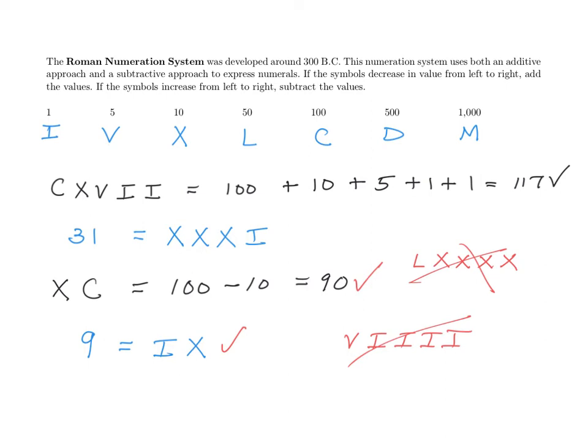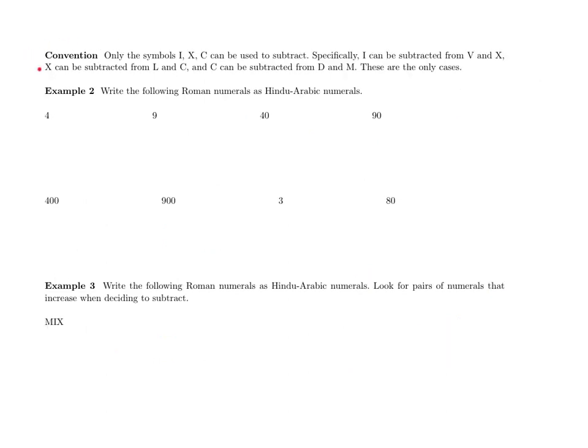Let's make this convention of when to subtract a little bit more clear, and then try a few examples. Here, I've written the convention of when subtraction will be applied when using Roman numerals. You can only use these symbols in subtraction. More specifically, I can only be subtracted from V and X, X can be subtracted from L and C, and C can be subtracted from D and M. These are the only cases. So we can actually list them all out, which I will do an example to.